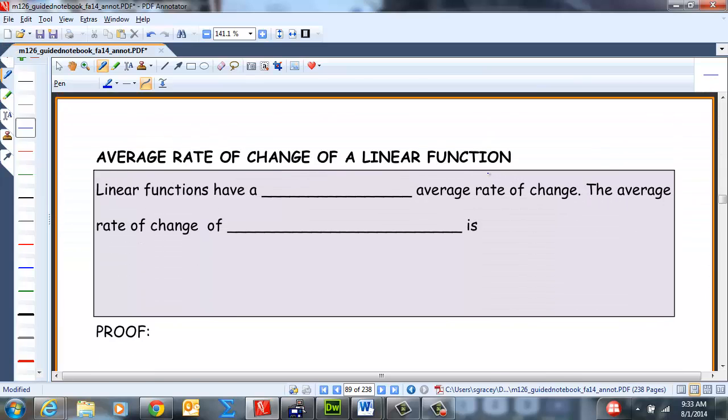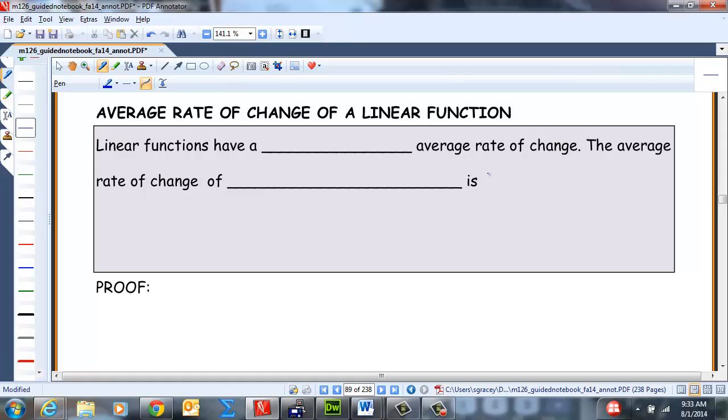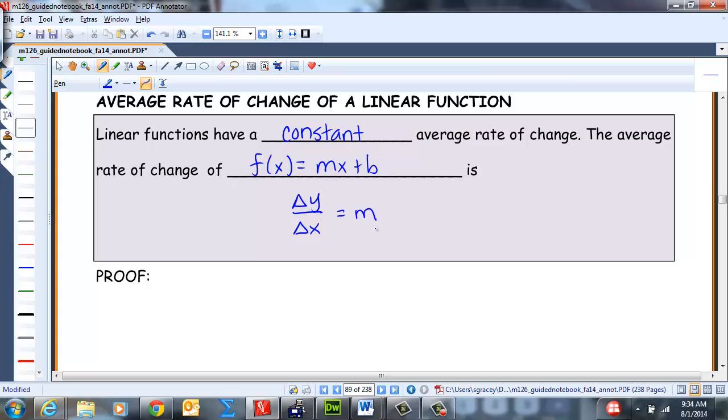Average rate of change of a linear function. Linear functions have a constant average rate of change. The average rate of change of f(x) = mx + b is the change in y over the change in x, which is our slope, m. So you already know how to do this. You just have a different name for it.